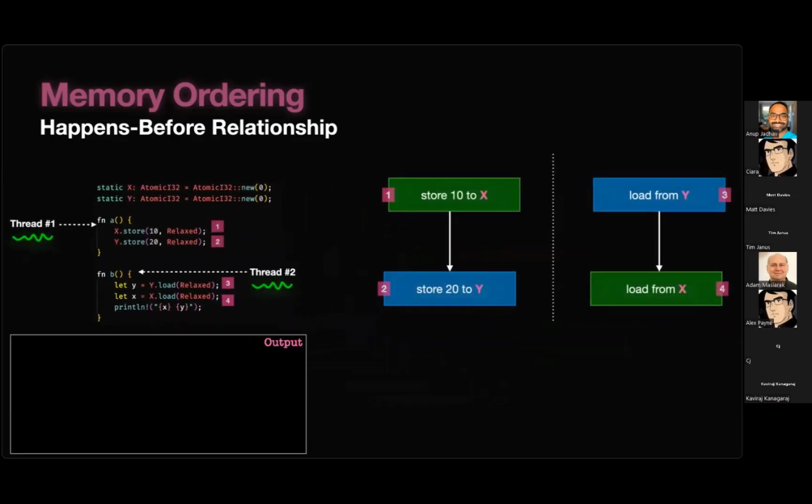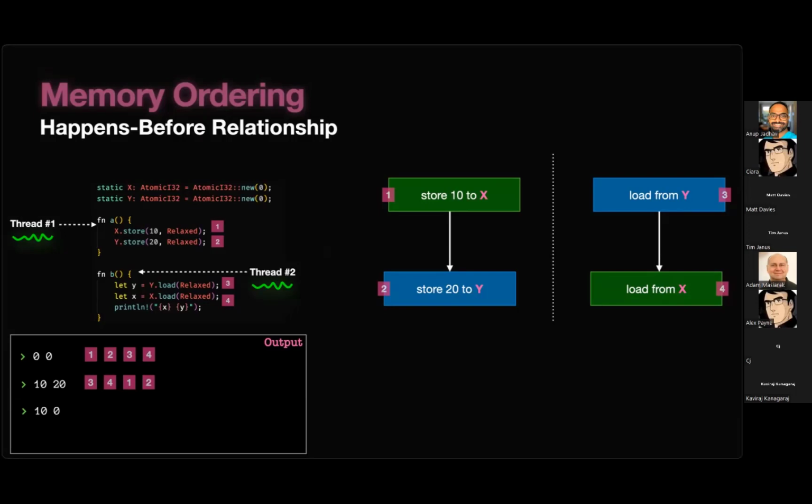As we said just now, the basic happens-before rule is that everything that happens within the same thread happens in order. Now, because we use relaxed memory ordering, there are no other happens-before relationships in our example. So one possible execution is that either A or B completes before the other starts. So the output will be 00 or 1020. Another execution could be that A and B run concurrently.